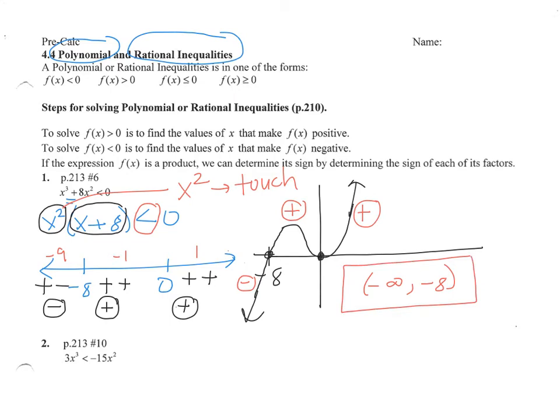Okay, now take a peek at the next example. I want you guys to try that one on your own, and before you do it, make sure you move the negative 15x squared over and then start your factoring.